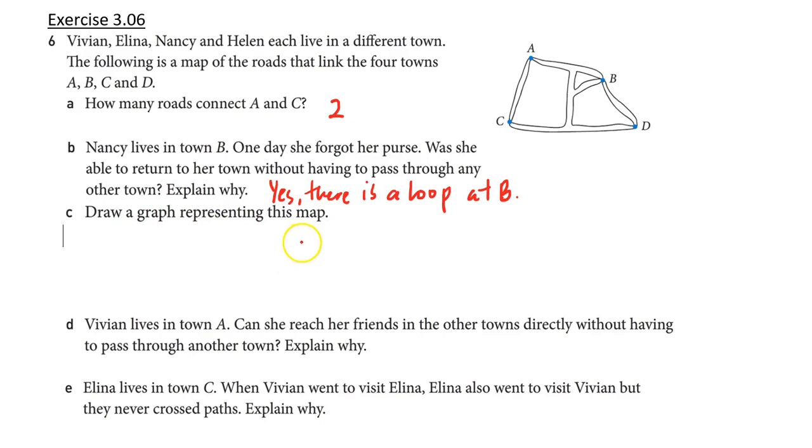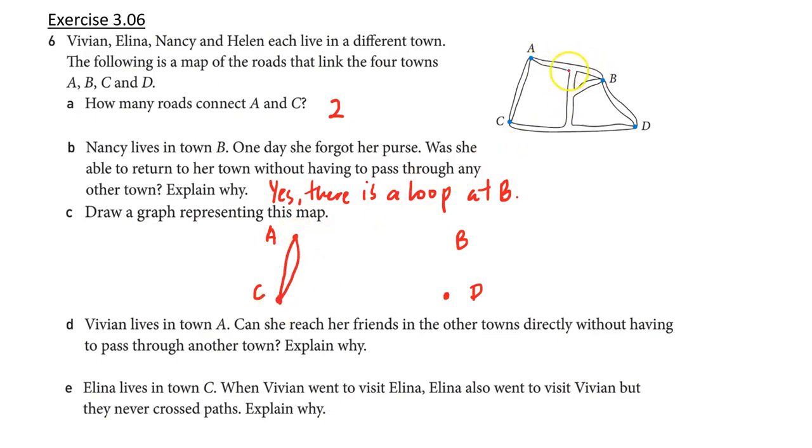Now let's look at C. You're supposed to draw a graph representing the map, and if you observe that there are 4 towns, namely A, B, C, D, represent that with clear and visible nodes and label them A, C, B, and D. You do the linking for each pair of vertices, or pair of towns. Let's look at A and C. A and C is linked by 2 roads, so that means there are 2 edges that link between these 2 towns.